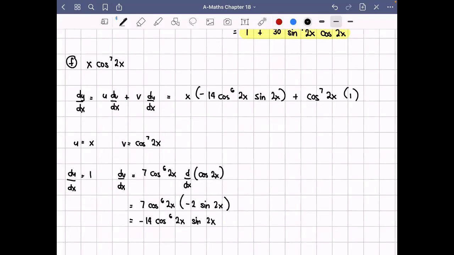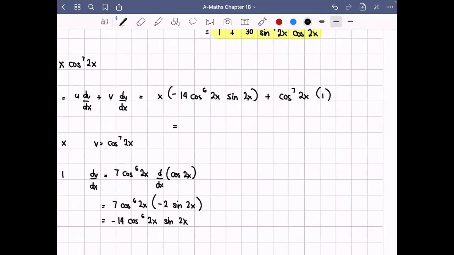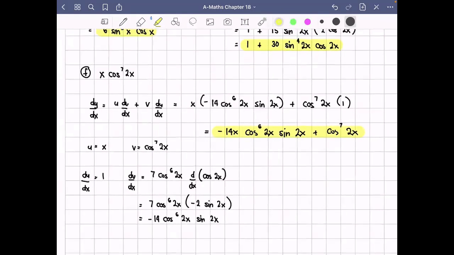So what do we get now? Let me write it here. So simplifying this further, we are going to get negative 14x, so this one times this, then cosine raised to 6 of 2x sine 2x plus cosine raised to 7 of 2x. So yeah, this is your answer now. This is your answer for letter F.